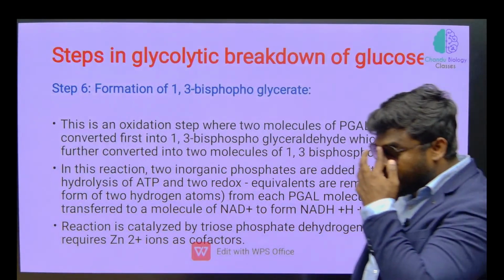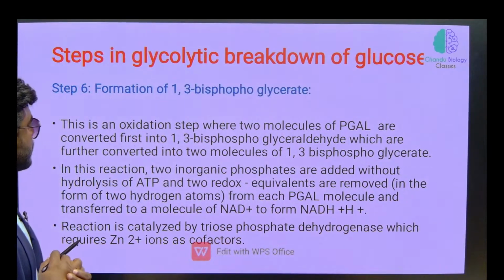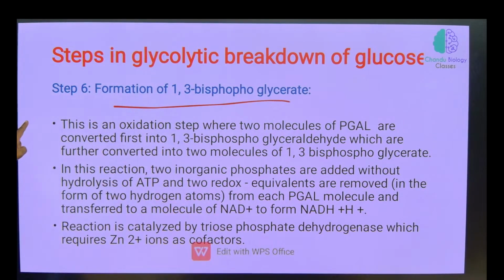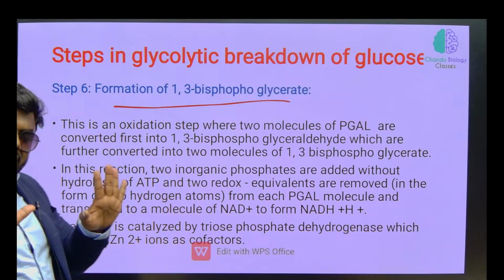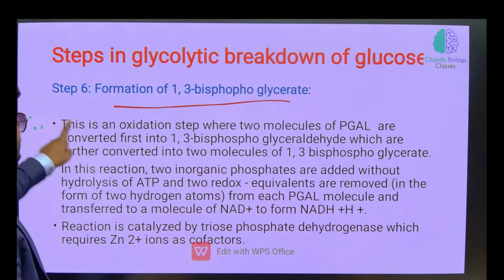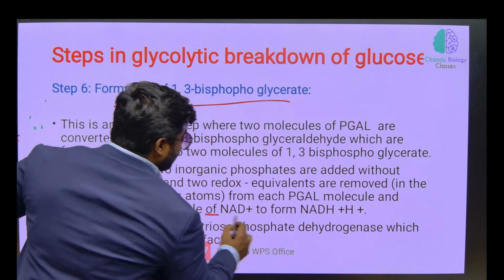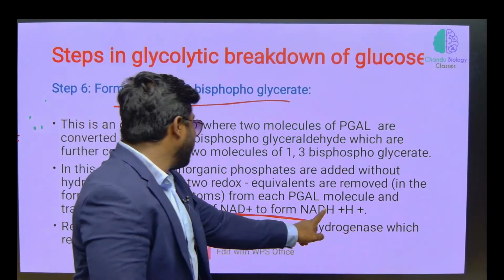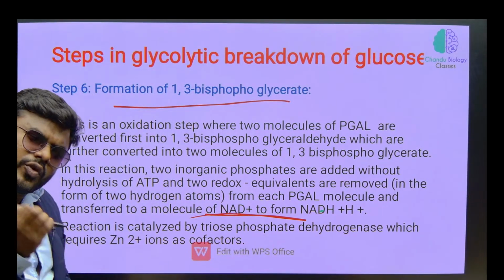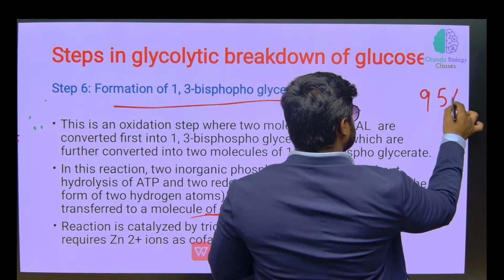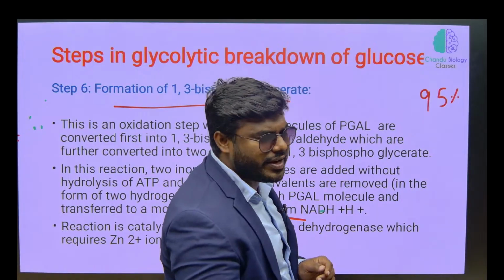Now the 6th step. What is the 6th step, friends? Formation of 1,3 bisphosphoglycerate. I want all the students to remember here. This is the most important. In all the 10 steps of the glycolysis, there is only one reduction step. Okay, only one reduction. So what we got, friends? NADH. Correct na? I'll give you a small hint to you. 95% of the cases, only 5% cases it will be varied.